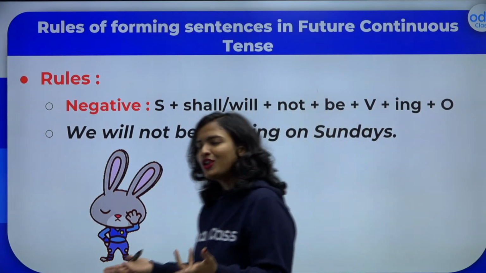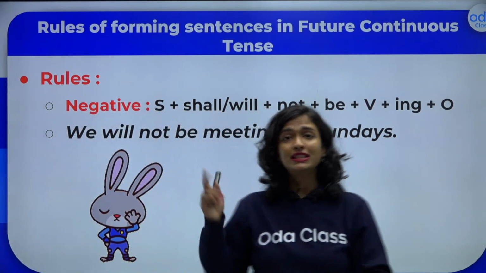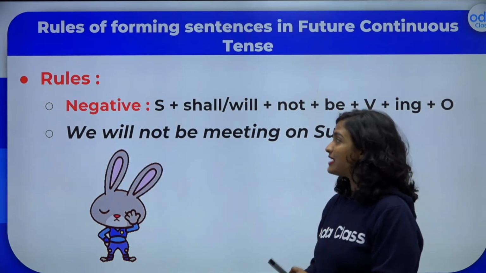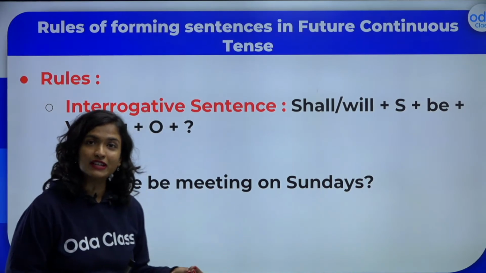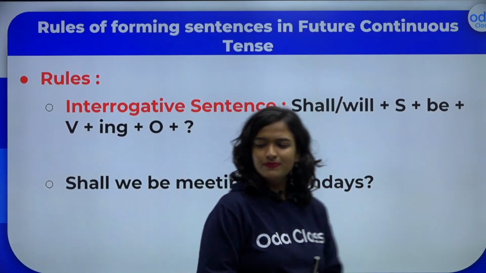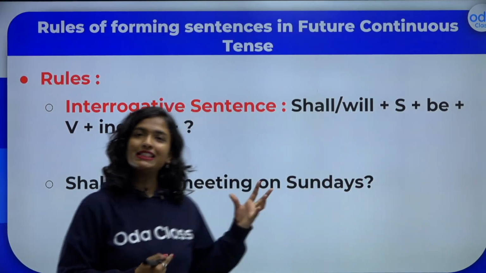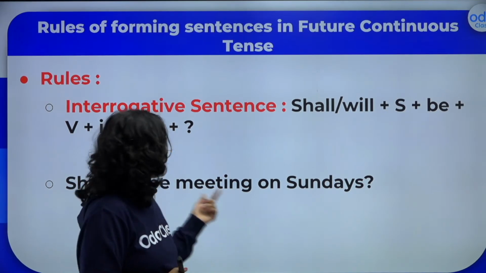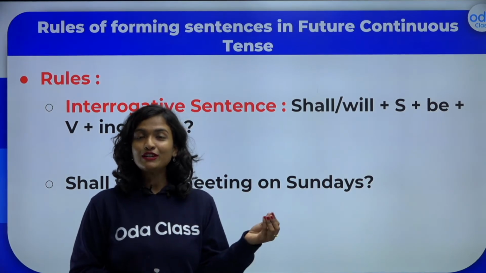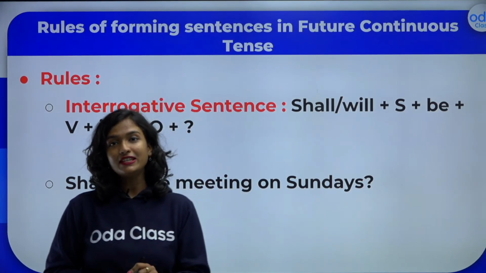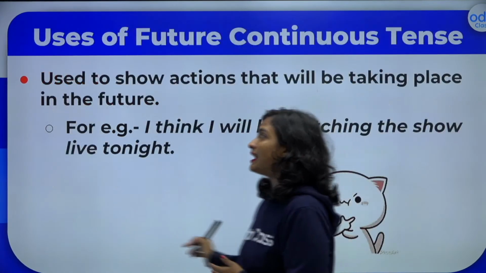And students, lastly, what happens when we make questions? How do we use this tense in our interrogative sentences? Fairly simple. Once again, students, we use our shall or will, just like with our simple future tense, followed by the subject, followed by be, verb ing form, and then our object. Okay, so for example, shall we be meeting on Sundays? We have our helping verb shall, followed by the subject we, then we have be, and then we have the ing form of the verb, and then our object.